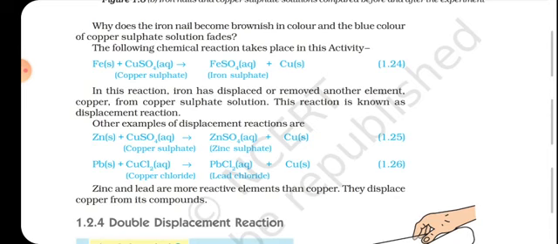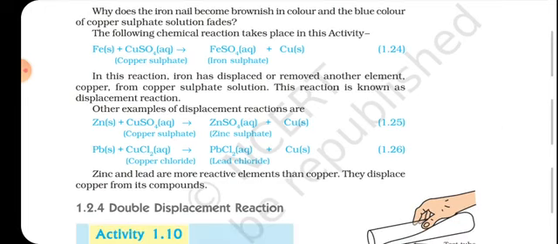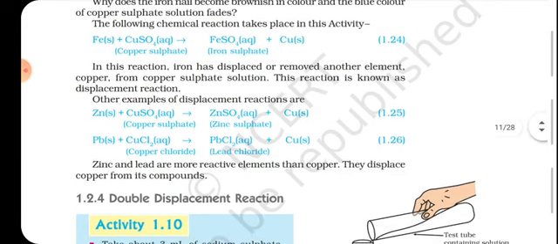So you need to know that whenever in a chemical reaction one element displaces another element and takes its own place, it is known as displacement reaction. Please students, I am repeating one more time. In any chemical reaction, when one more reactive element displaces the other weaker element or takes its place, it is known as displacement reaction.